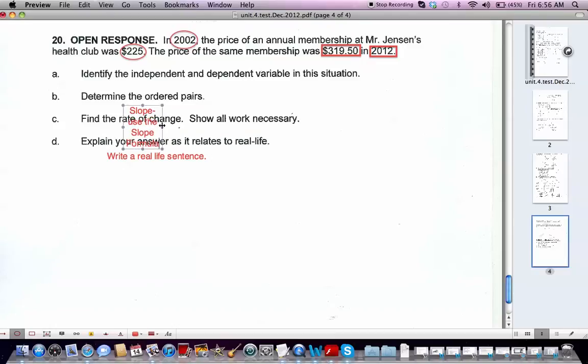And so I'm going to type that in there to hopefully help you remember that. You're going to use the slope formula to help you do this, and you're going to show all your work, show all the work that you did. And then part D says explain your answers as it relates to real life. Write a real life sentence.